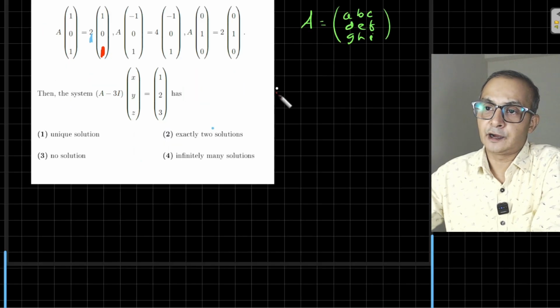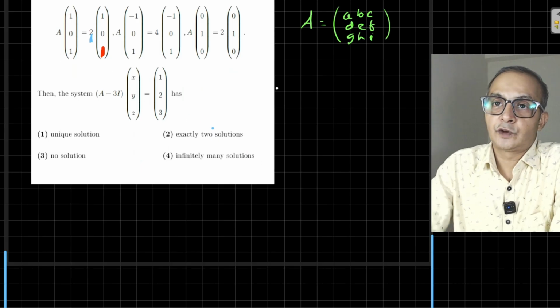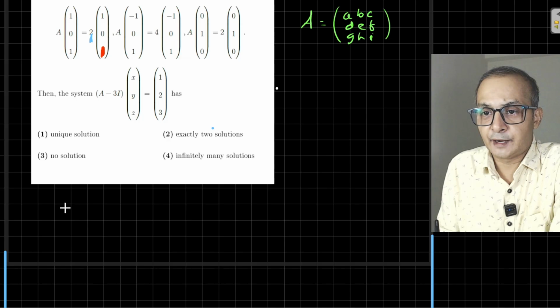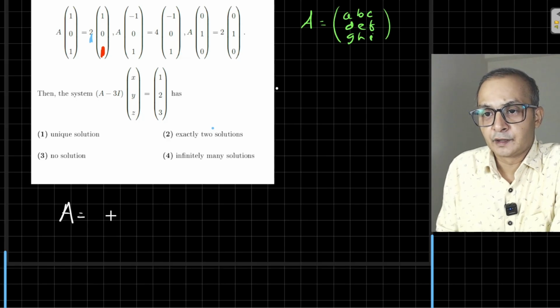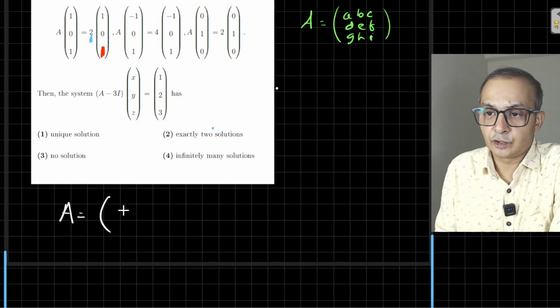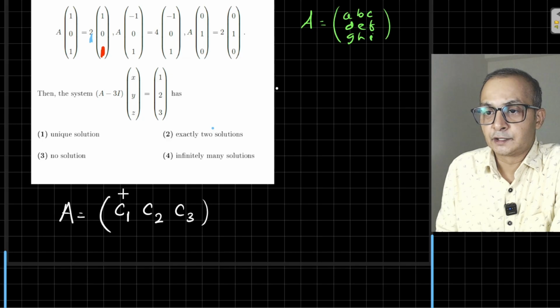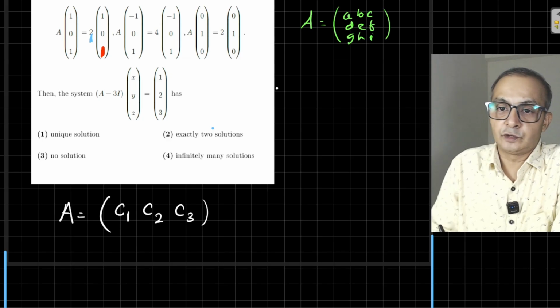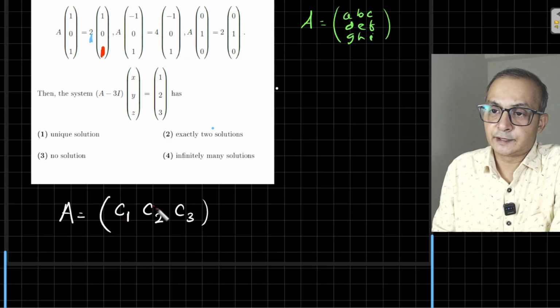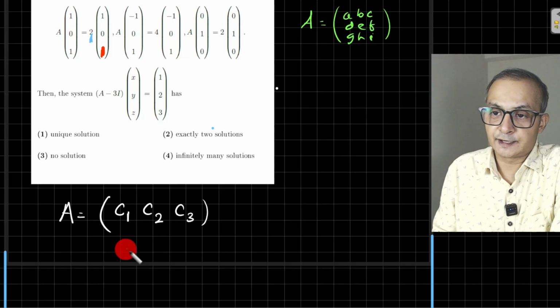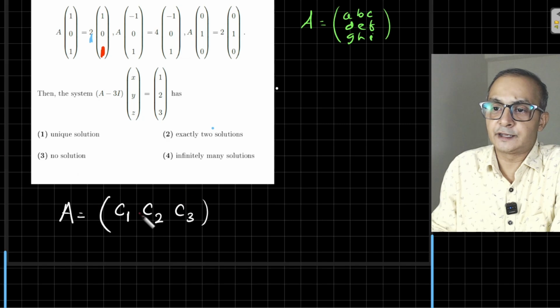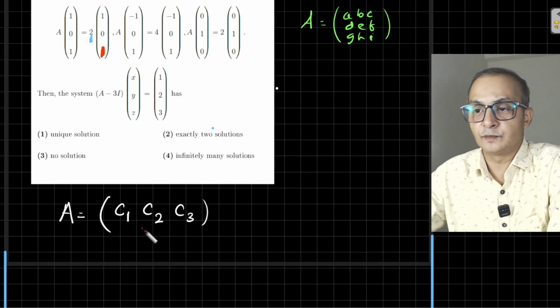So let's see how we do it. First of all, understand this one. Any matrix A can also be regarded as a bunch of columns. Like 3 columns means column 1, column 2 and column 3. So for a 3 by 3 matrix, column 1 has 3 elements, column 2 has 3 elements and column 3 has 3 elements. So C1, C2, C3 indicate the columns.